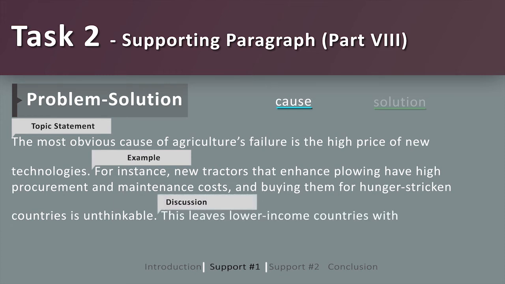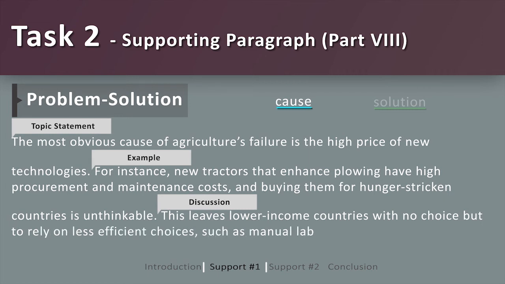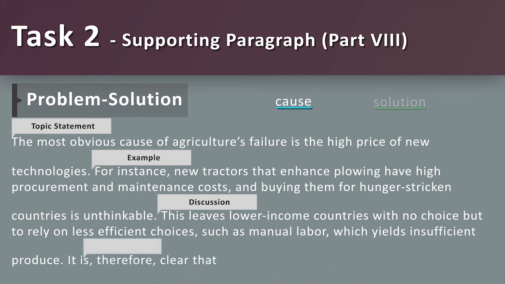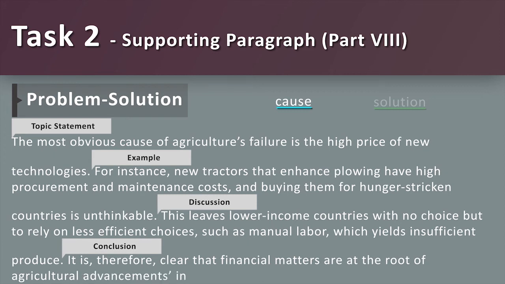This leaves lower income countries with no choice but to rely on less efficient choices, such as manual labor, which yields insufficient produce. It is therefore clear that financial matters are at the root of agricultural advancement's inability to eradicate hunger.